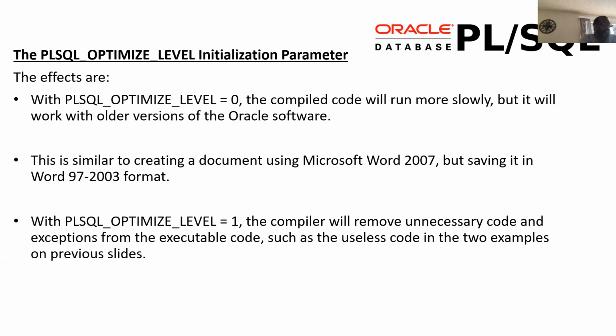So basically, when it's 0, the compiled code will run more slowly, but it will work with older versions of Oracle. This is why most Oracle professionals will want you to update, because performance is performance. But if you set the optimized level to 0, it will work with any Oracle software back to Oracle 7, which is many, many years ago.